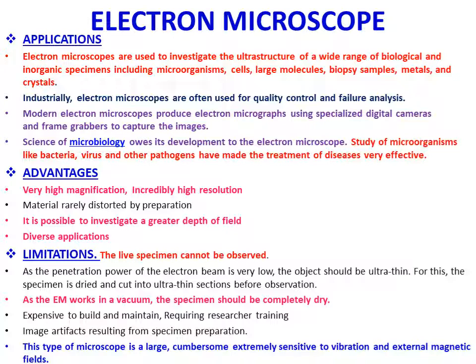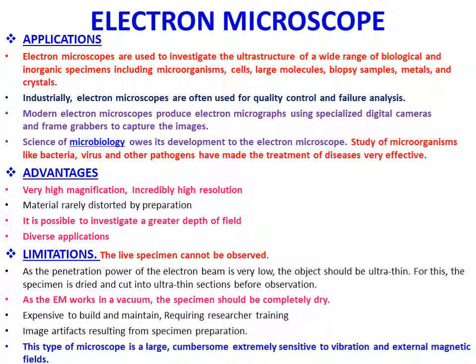The science of microbiology owes its development to the electron microscope. The study of microorganisms like bacteria, viruses and other pathogens has made the treatment of diseases very effective. Advantages: very high magnification and incredibly high resolution. Second, material is rarely distorted by preparation. Third, it is possible to investigate a greater depth of field. Then diverse applications. Then limitations: live specimens cannot be observed.